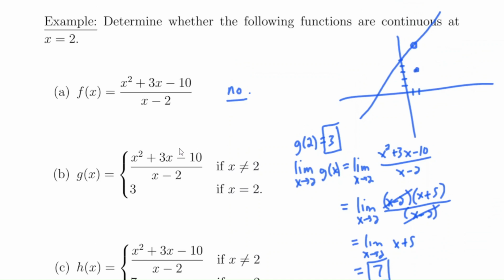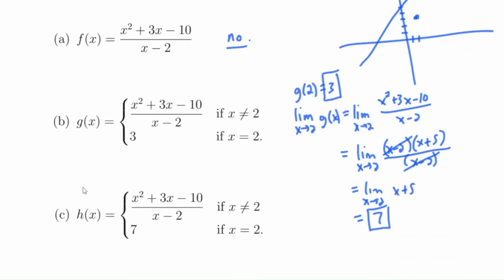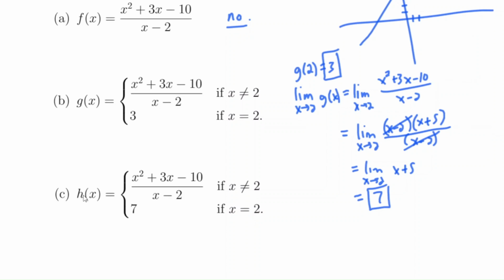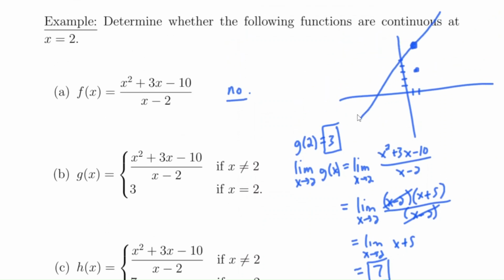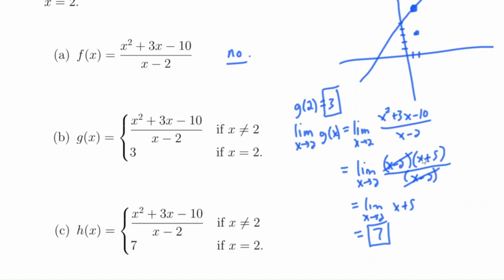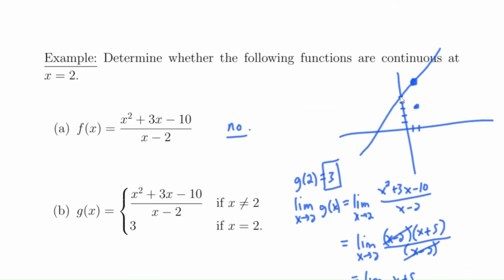Now, instead of defining it to be 3 there, g of 2 is 3, if we had defined it to be 7, okay, g of 2 is 7, this point, instead of being down here, would be filling in that hole right there. Okay, and then it would be continuous. In fact, that's exactly what we have in part C. Now, I called it h, but notice it's the same function, only I defined it to be 7 at x equals 2. So here's our function x plus 5, right, which is really just this when x is not 2, right? This thing simplifies to be x plus 5. When we factored it, we got this, and we cancel those factors, we get x plus 5. And again, x plus 5 has a y-intercept of 5 and a slope of 1. It looks like this. It would have a hole in the graph right there at x equals 2.